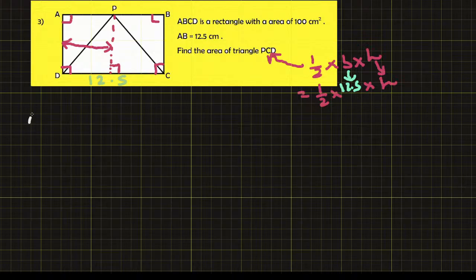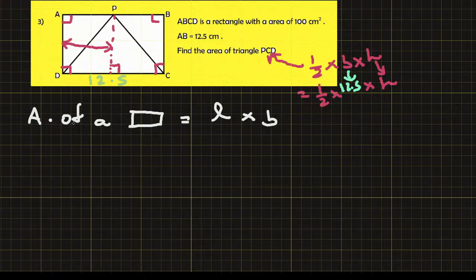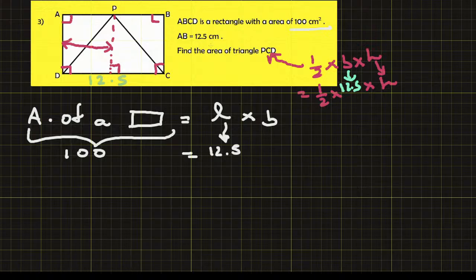We know the area of a rectangle is equal to length into breadth, or length into width. Have we been told the area of the rectangle? Yes, we have been told that it's 100. What's the length of the rectangle? That's 12.5. And what's the breadth? That's what we don't know. So the breadth is equal to 100 divided by 12.5.